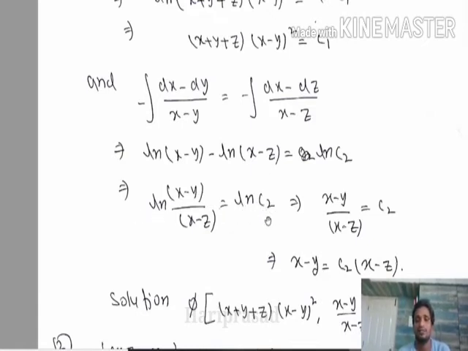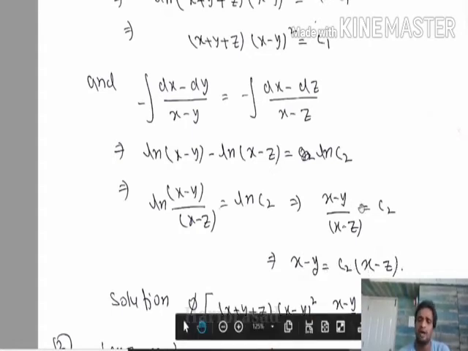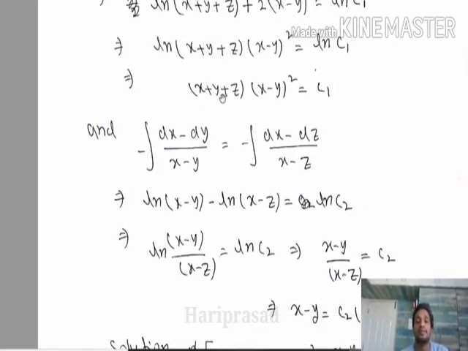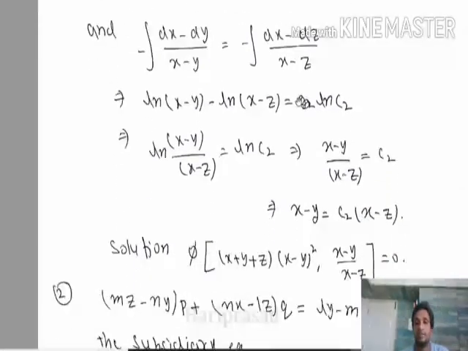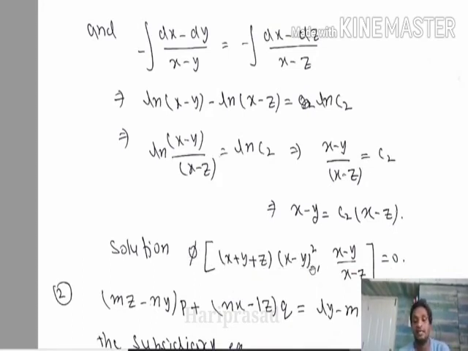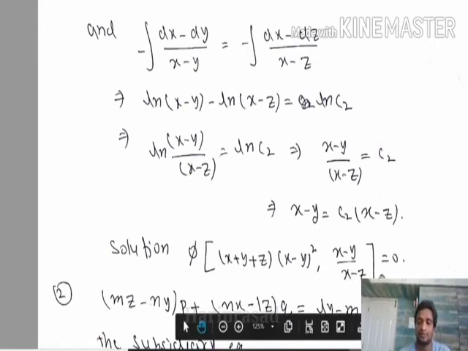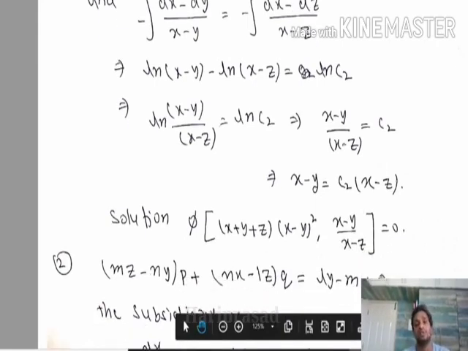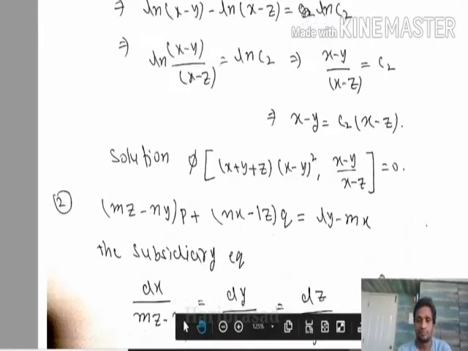Again, it is the logarithm function on both sides. So being a logarithm function is one-one, x minus y by x minus z is equal to c2, that is x minus y is equal to c2 into x minus z. Or you can write it as x minus y by x minus z. First consider the first solution, x plus y plus z into x minus y whole square. The second one is x minus y by x minus z. So I am writing the solution as phi of x plus y plus z into x minus y whole square, comma, x minus y by x minus z. Or sometimes you can write one solution is equal to a function of another solution also. Okay, now we move to the next one.